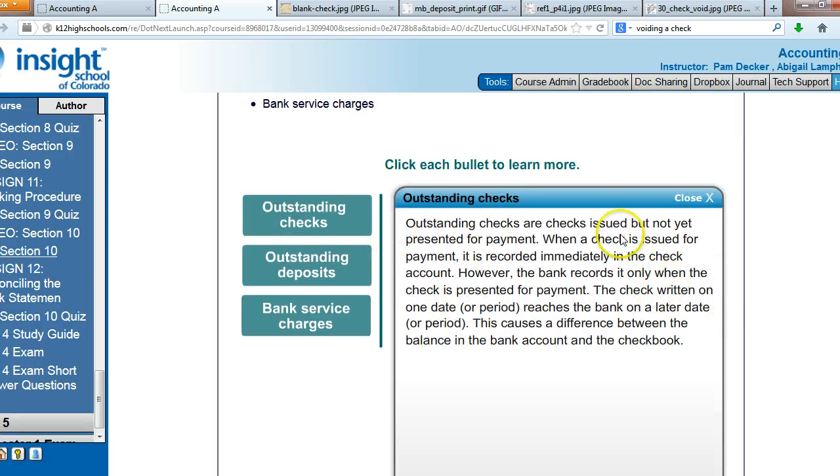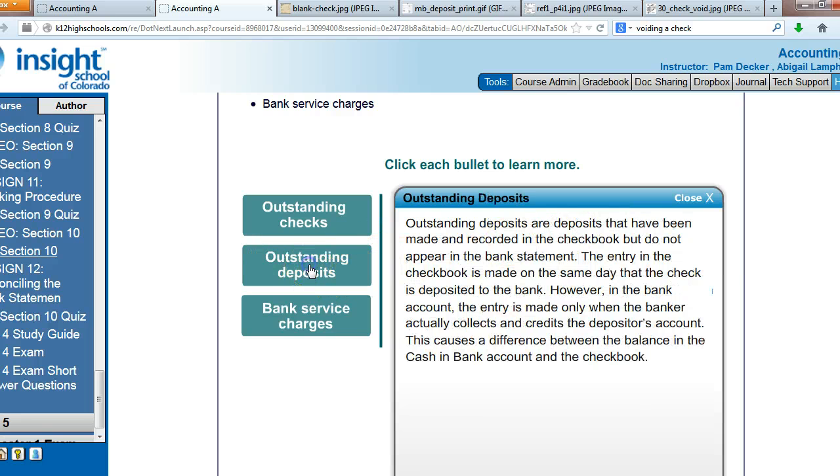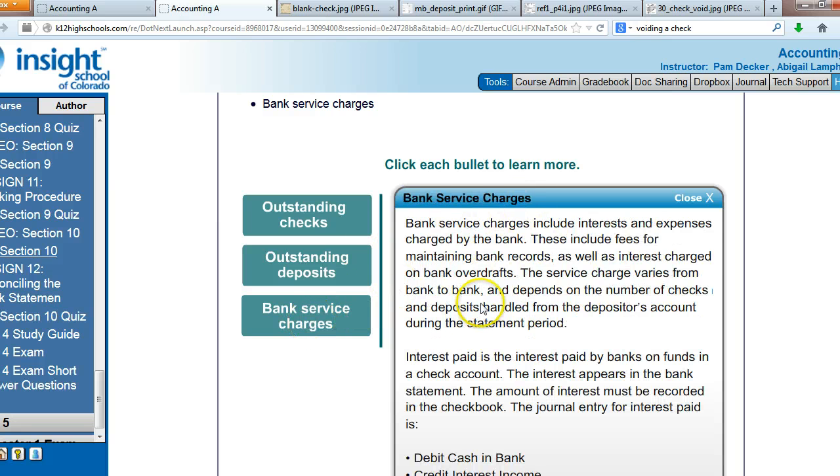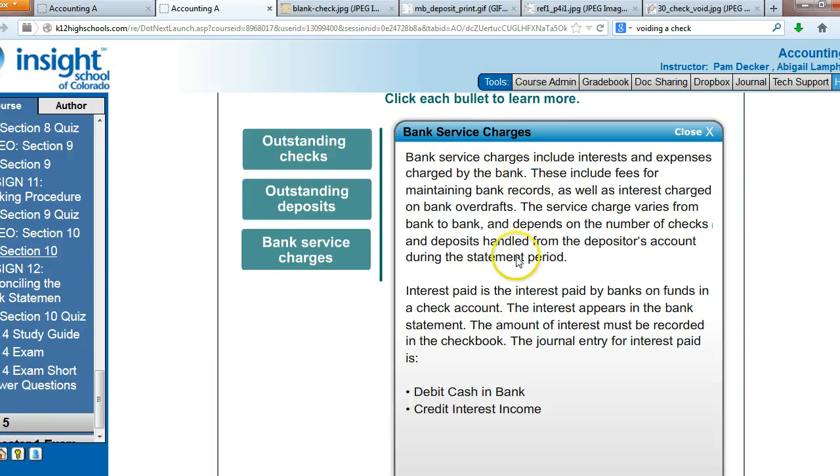Again, outstanding checks are checks that we issued but have not been presented for payment. So maybe whoever we wrote the check to hadn't cashed it yet. We're also looking for outstanding deposits that have been made. In the bank account, the entry is only made when the banker actually collects and credits the depositor's account. So maybe we've deposited a check but it hasn't been recorded on our bank statement yet because the funds haven't been collected yet. And we're also looking for bank service charges, or maybe the fee for having our account there, or interest on the account, whatever.